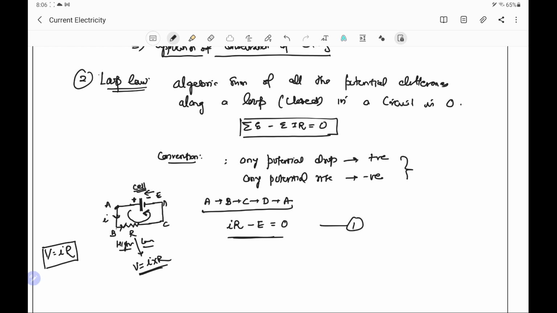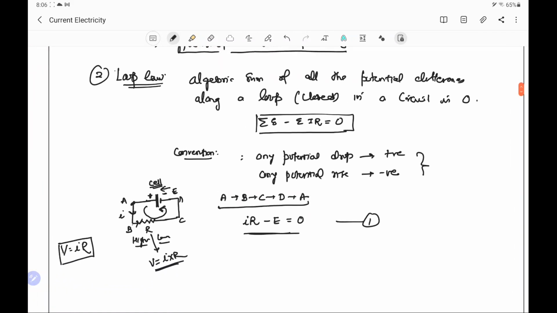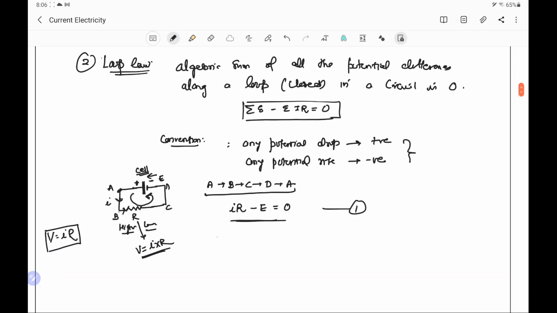As the junction law was the application of conservation of charge, similarly, the loop law is the expression of conservation of energy.